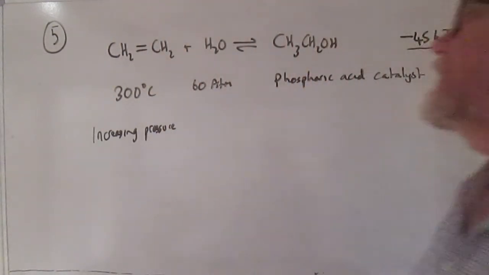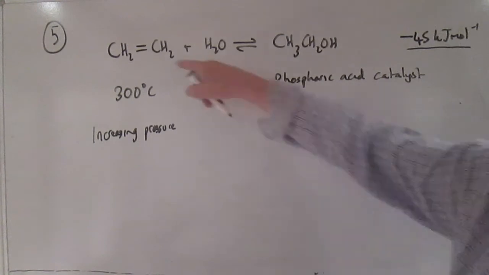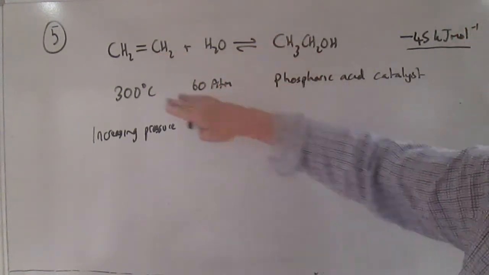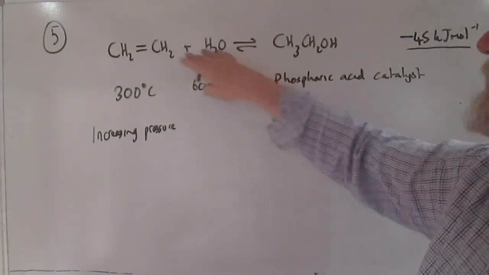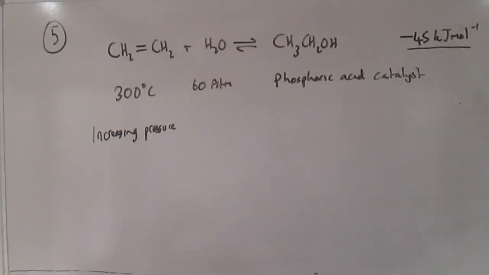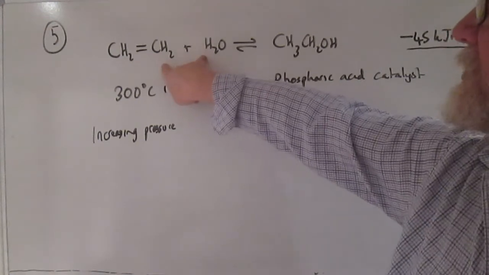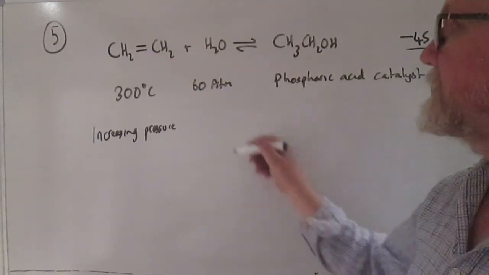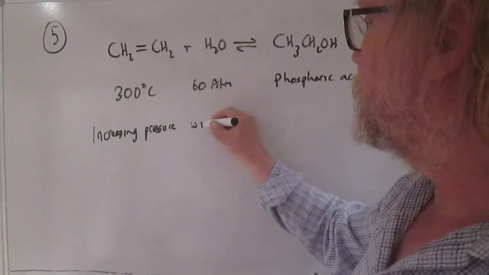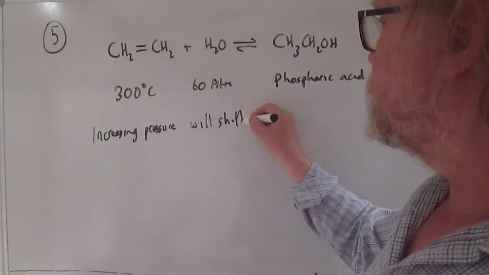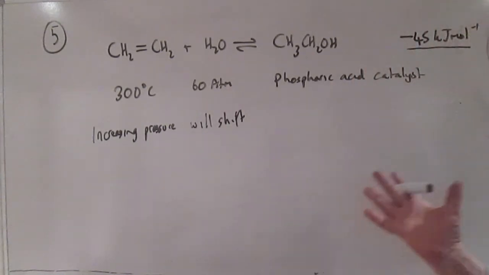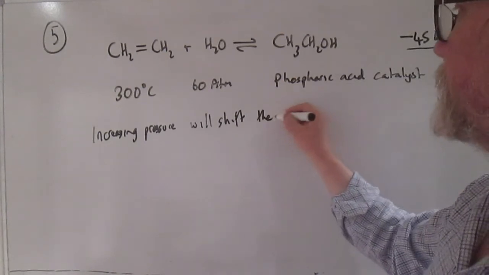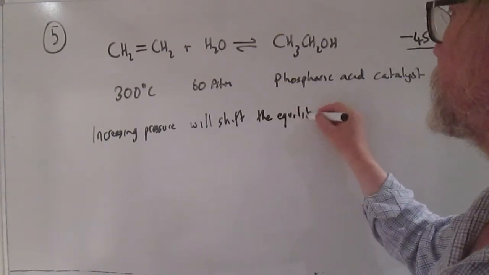Remember, that's about counting the moles of gas on each side. Because we're working at high temperature, water is a gas, as is ethanol, as is indeed ethene. So these are all gases. You can see we've got 2 moles of gas on the left, but only 1 on the right. So increasing pressure will shift the equilibrium in the direction where there are fewer moles of gas, because that will tend to decrease the pressure and oppose the change, and that means shift in the forward direction.